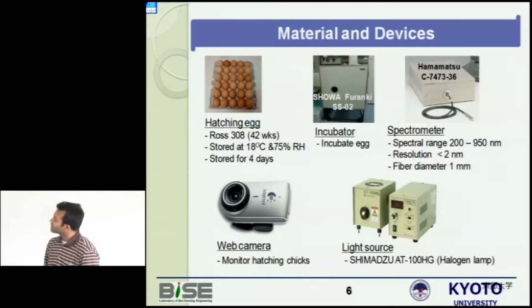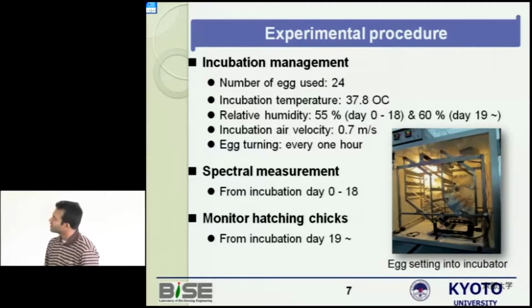These are the materials and devices. We use Ross 308 parental breed, 42 weeks of age, and we use a Hamamatsu C747336 spectrometer to measure the spectral transmission. This is the detailed procedure, and our experiment contains 3 different steps. At first, incubation to facilitate the development of the embryo, then spectral measurement, and finally, from incubation day 19, we monitor and record the hatching time.